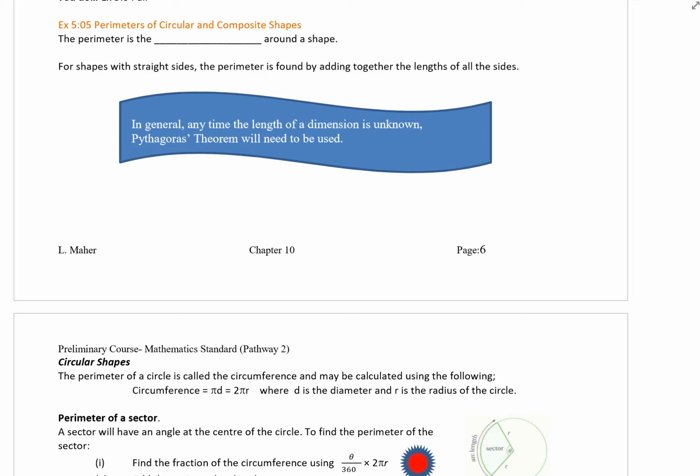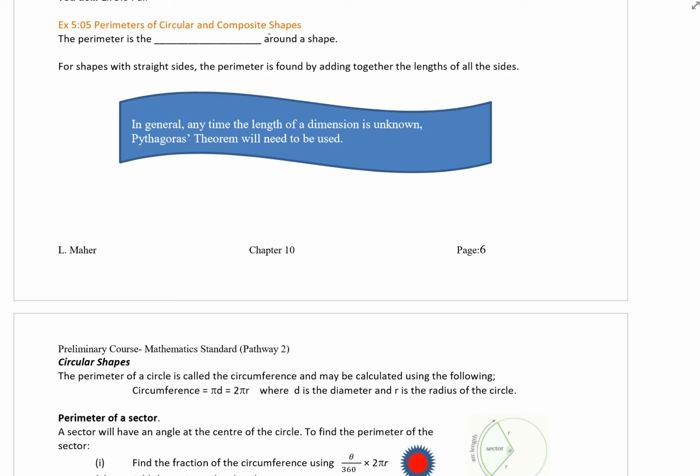In exercise 505, we look at perimeter, and we're going to look at circular shapes. We're going to look at shapes with straight sides, or we might look at composite shapes where it's made up of partly a curved side, partly a straight side. I'll be very surprised if you haven't heard of perimeter before.